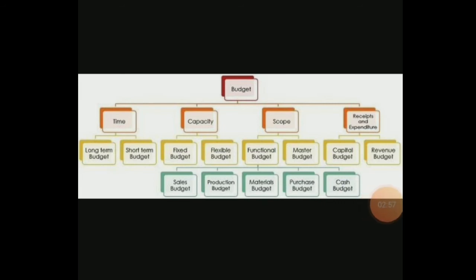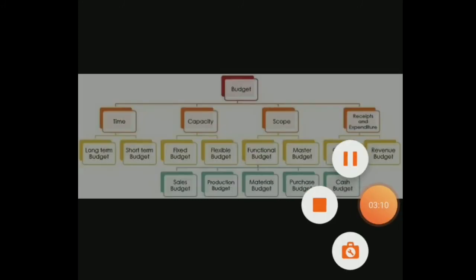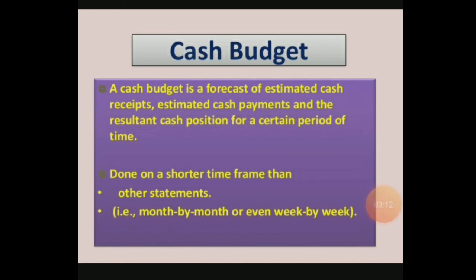Next topic, we will discuss types of budgets. We have n number of types. Mainly, we will discuss cash budget and flexible budget. Next topic, we will discuss what is cash budget. A cash budget is a forecast of estimated cash receipts, estimated cash payments, and the resultant cash position for a certain period of time.